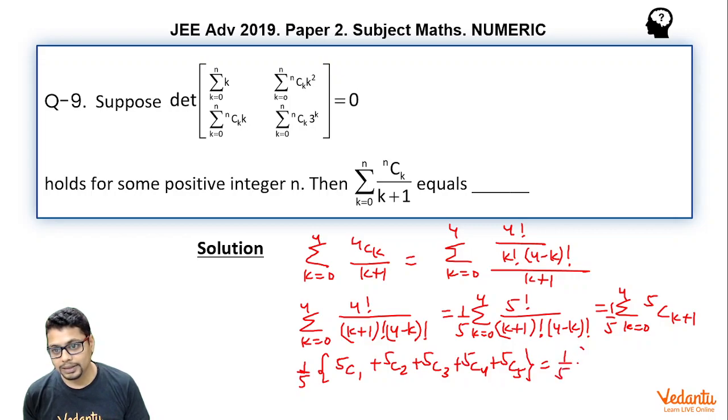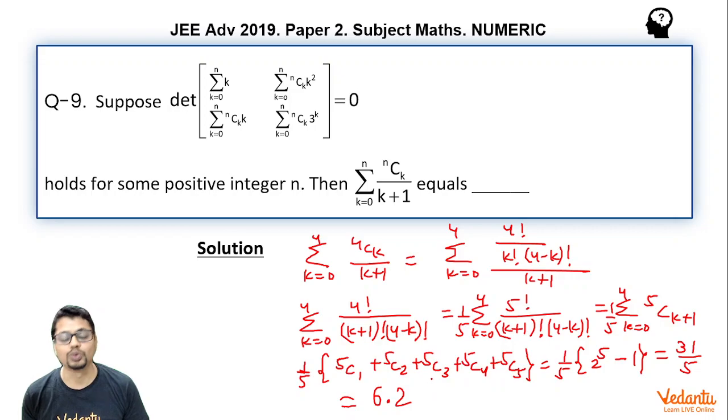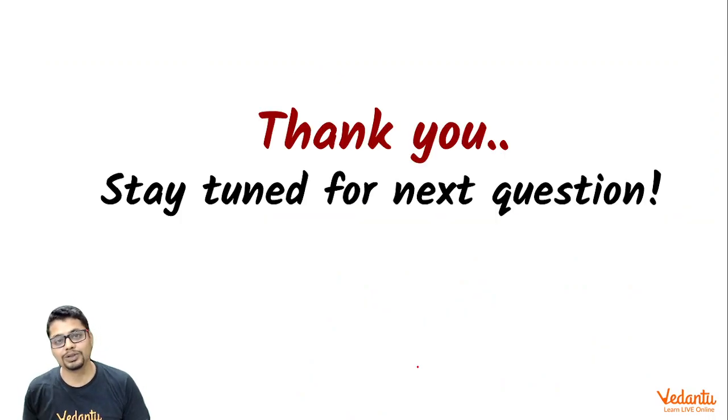Clearly this is essentially 2 to the power 5, except the fact that the 5c naught term is missing, so you will subtract 5c naught, which is essentially 1. So this essentially becomes 32 minus 1, which is 31, and 31 by 5 is essentially 6.2. That's our answer. Thanks for listening. Stay tuned for the next question.